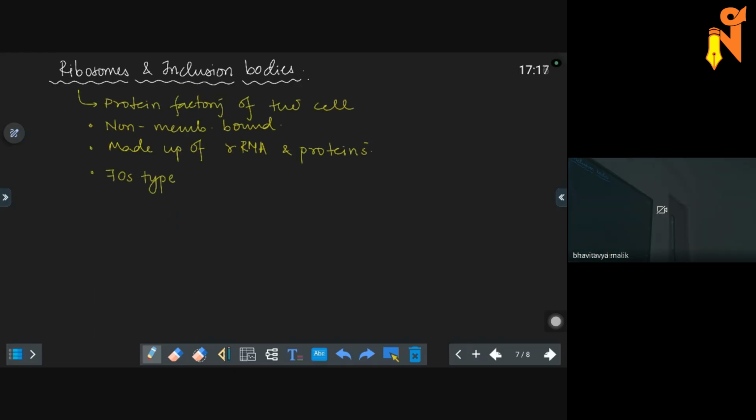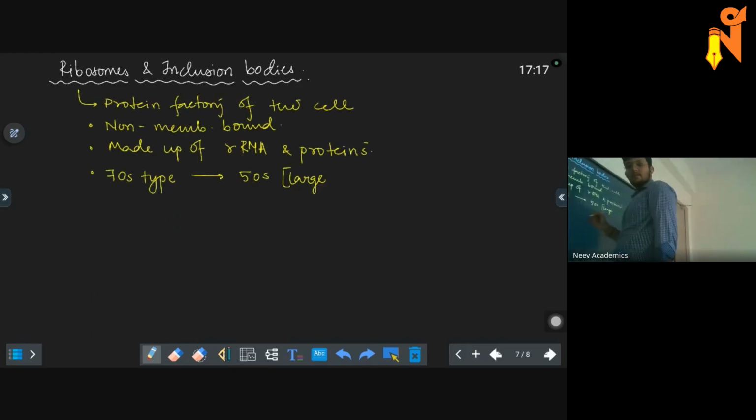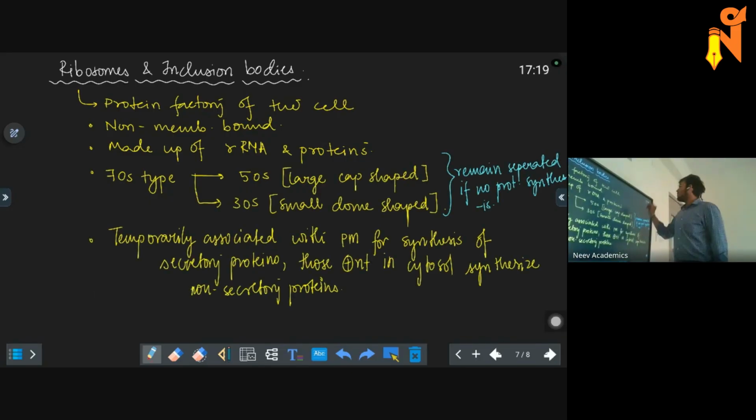Okay. Start writing. Ribosomes. So what are inclusion bodies? I haven't taught yet, beta. I will teach. You can make a diagram also if you want. Large, small. Cytosol is another name for cytoplasm. Cyto means cell, sol means solution.